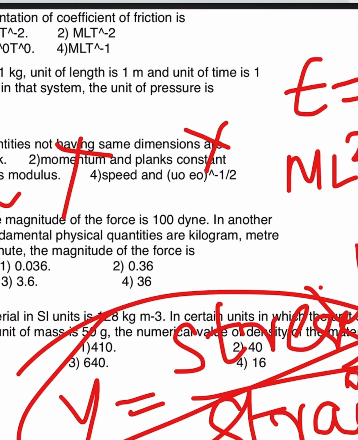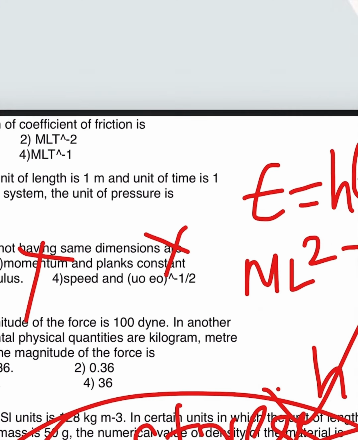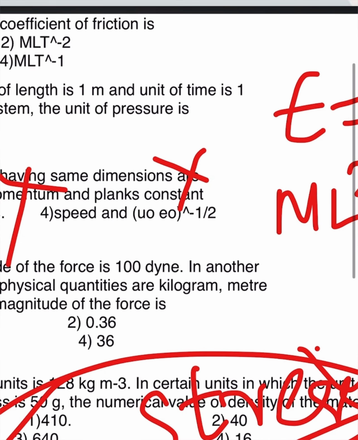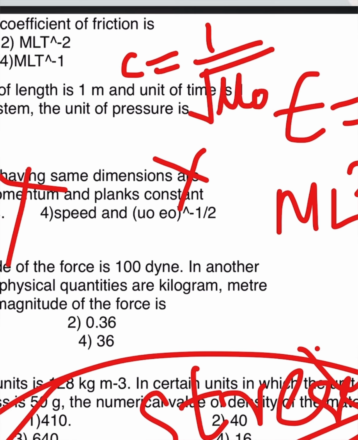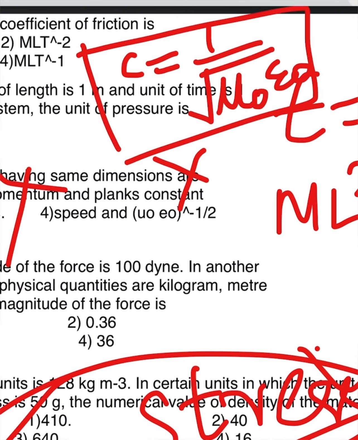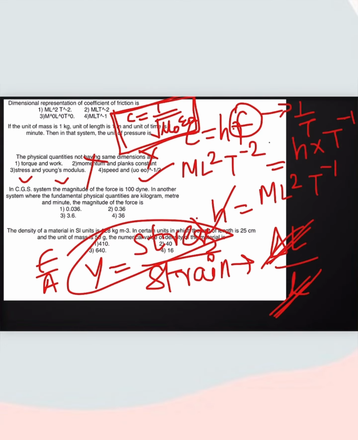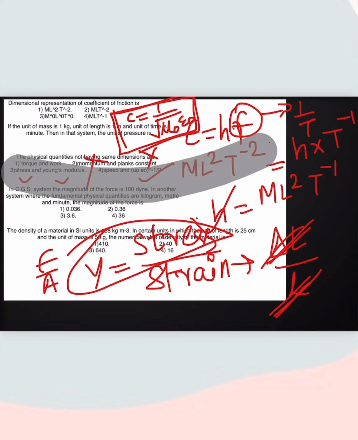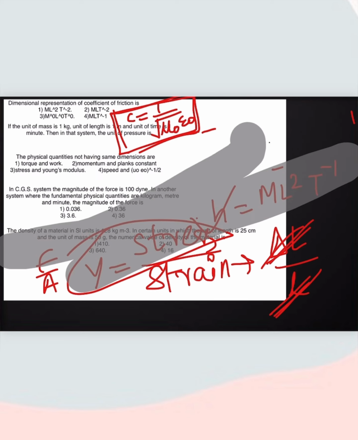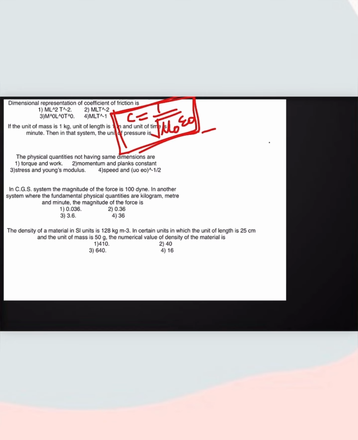And then speed and 1 divided by root of mu 0 epsilon 0 have the same unit. You have to study that. C is equal to 1 divided by root of mu 0 into epsilon 0. You will study this in ray optics, okay?